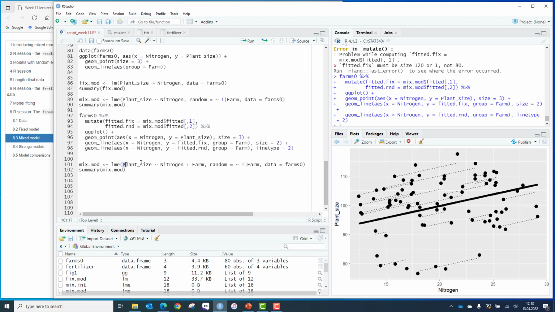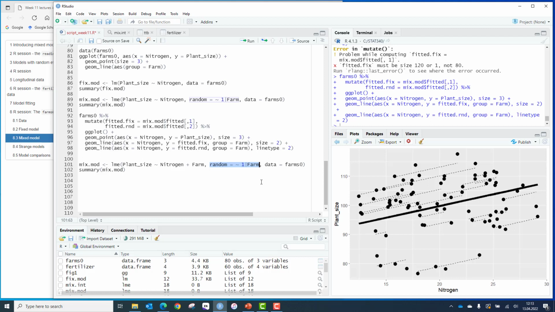Here we have plant size as a response, and nitrogen, and then farm as a fixed effect. So this is actually this ANCOVA model, right? Where for each farm we now have a separate intercept. And then in addition, there is also a random intercept for each farm.